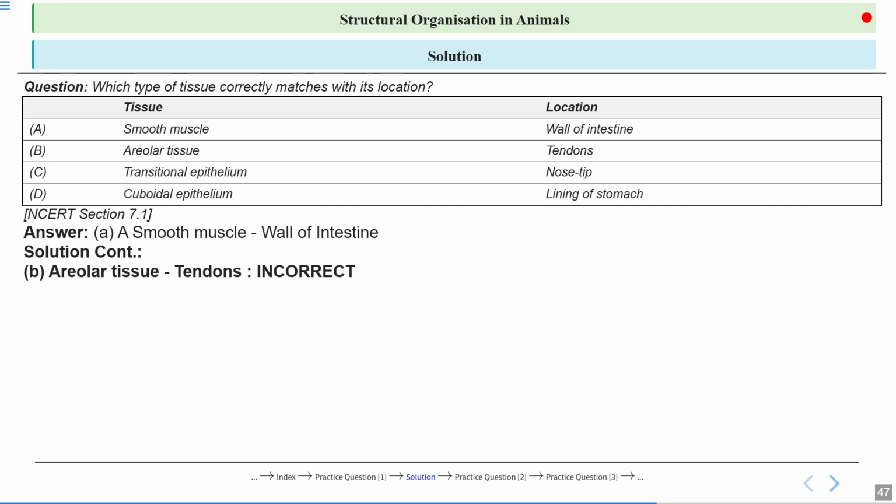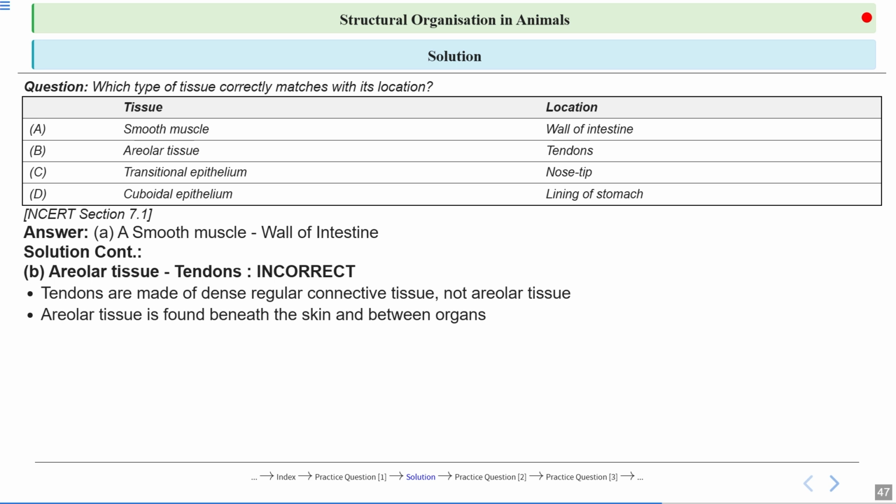Areolar tissue. It is showing it is a type of tendons. Areolar tissue is not a type of tendon. This is incorrect. Tendons are made of dense regular connective tissue, not the areolar one. And areolar tissue is found beneath the skin and between the organs. This is an incorrect match.